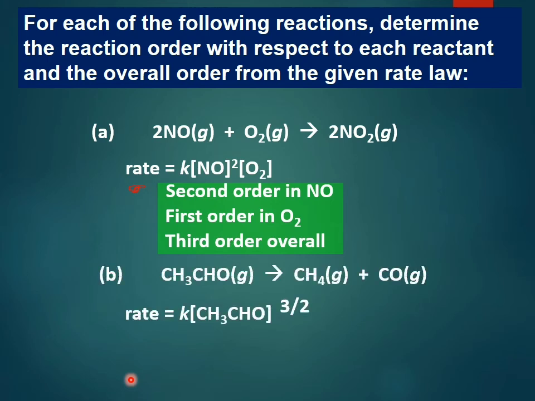And for question B, the order of reaction for CH3CHO is 3 over 2. So my overall order of reaction is also 3 over 2.